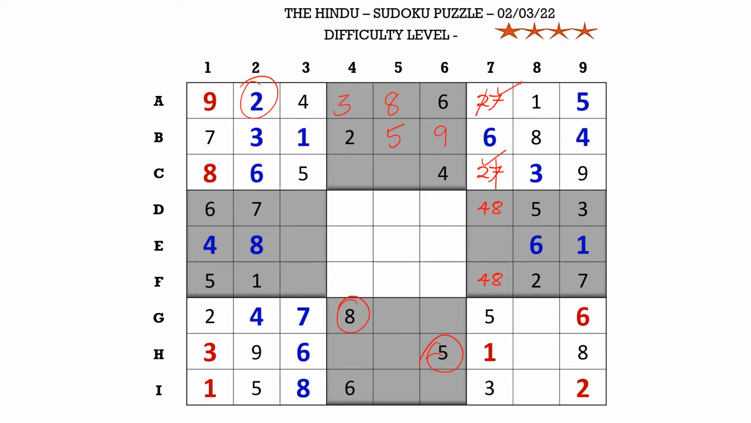Now the missing numbers in C row are 1 and 7. Let's mark it as 1, 7 pair. In column 8, there are 3 missing numbers 4, 9 and 7. There is 4 and 7 in G row. So G8 takes 9 and rest of these 2 cells take 4, 7 pair.